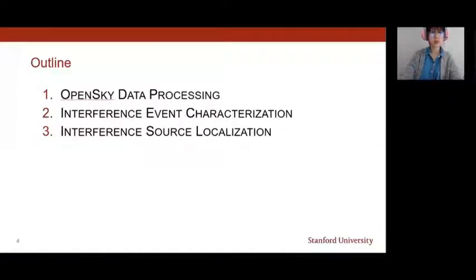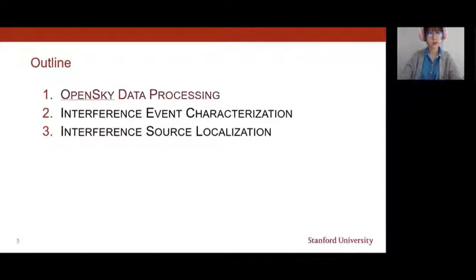For this presentation, I'll talk about our project in three parts. First, how do we process the OpenSky data? Second, what are the characteristics we find for different interference events? And third, how do we manage to localize the interference source?